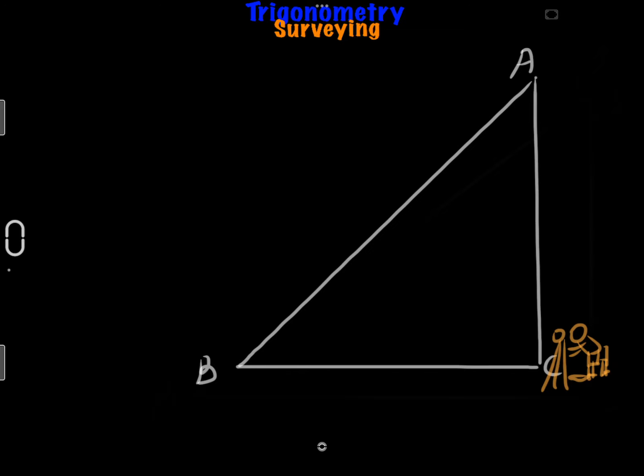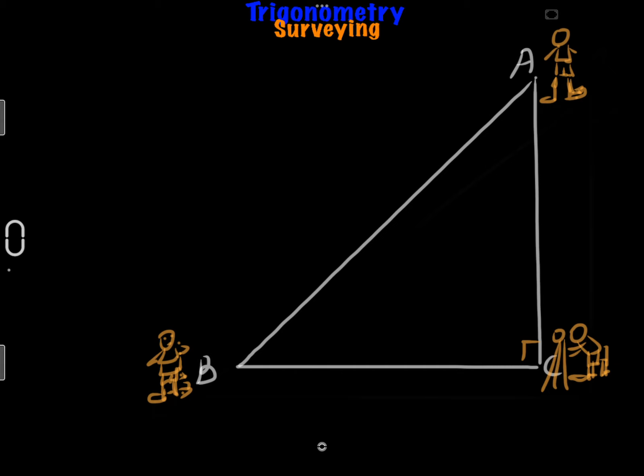So we have our surveyor who's measuring the distance across from C to B, and then we have an individual who's basically observing, and then we have another individual at angle A. Okay, now we have a scenario here.